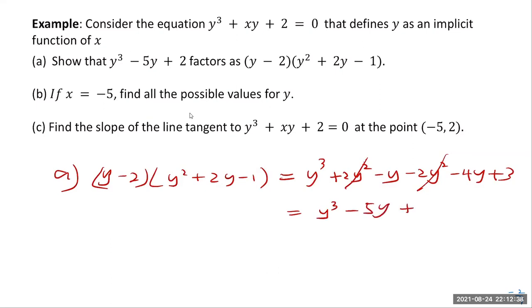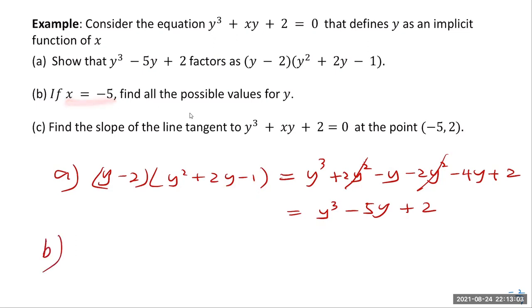plus, actually this should be plus 2, right? That's not 3, plus 2. That's exactly what we have here. That is the same thing as here. So that means this is equal to this. So the factorization of this one is nothing but y minus 2 times y squared plus 2y minus 1. Okay, now let's go to part B.